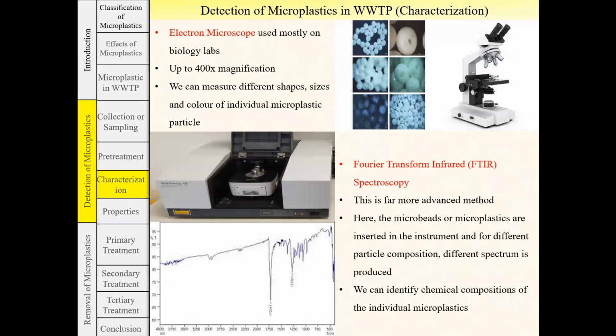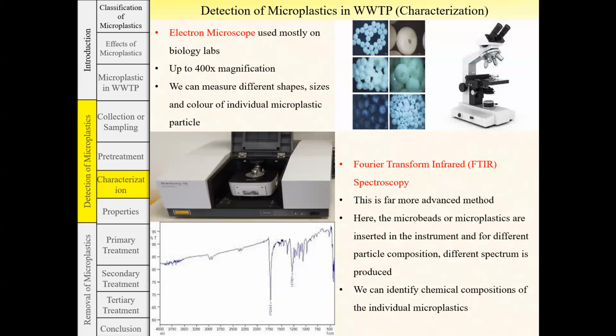Now, to identify the particular chemical identity of the microplastic, we need the Fourier transform infrared spectroscopy method. Here, a few of the microplastics, as we see here, are put into the instrument, and light rays are passed through them. For different chemical compositions we get different spectra, and with that we can easily tell the composition of the microplastic.